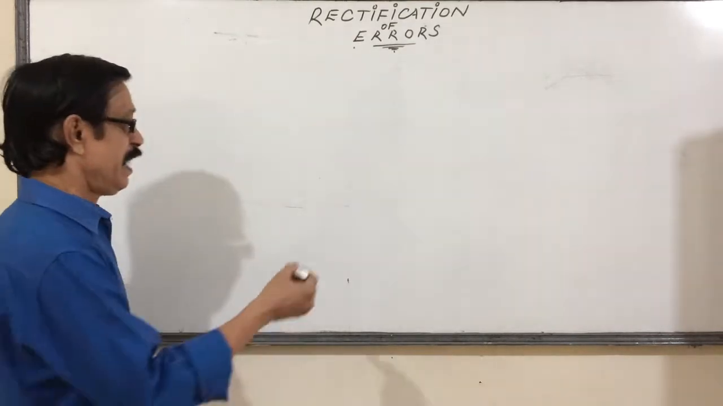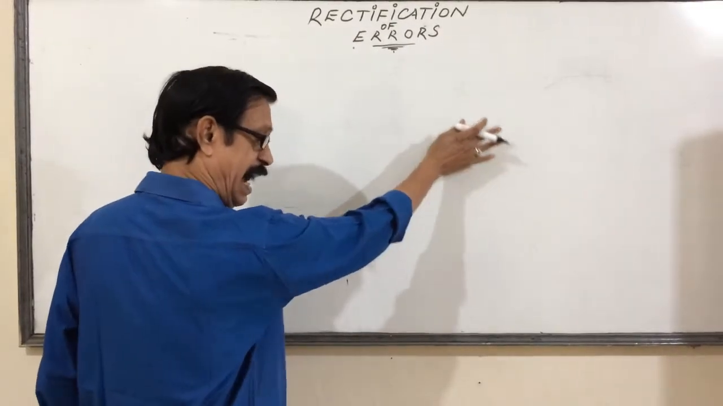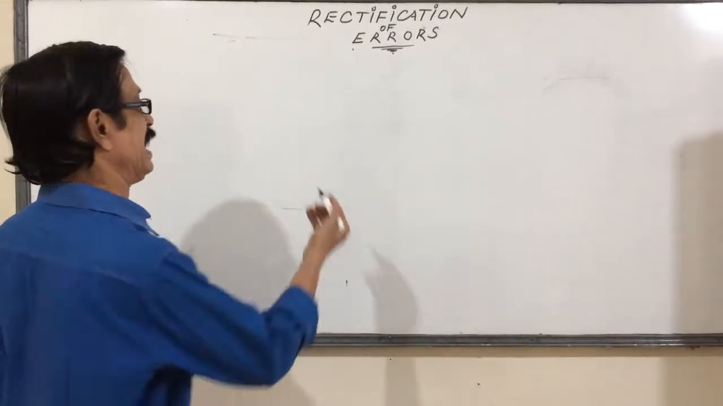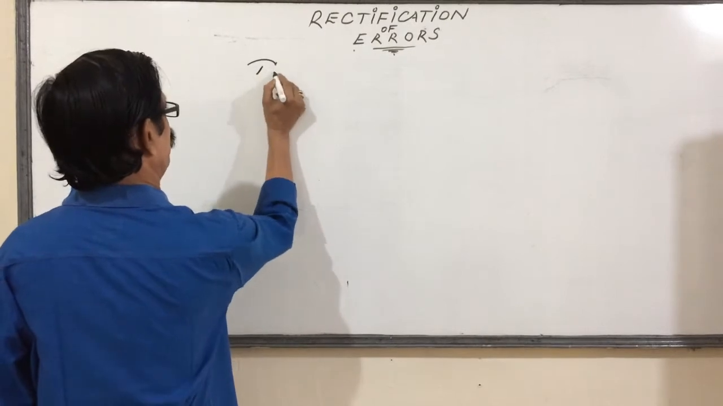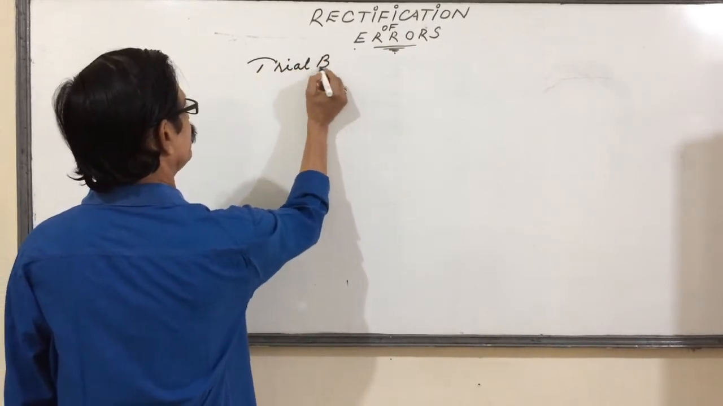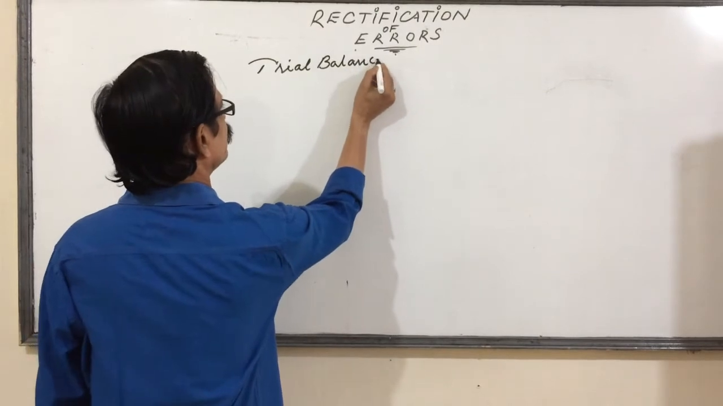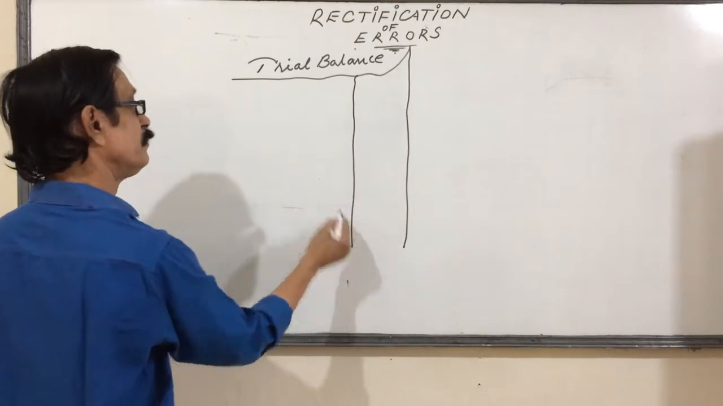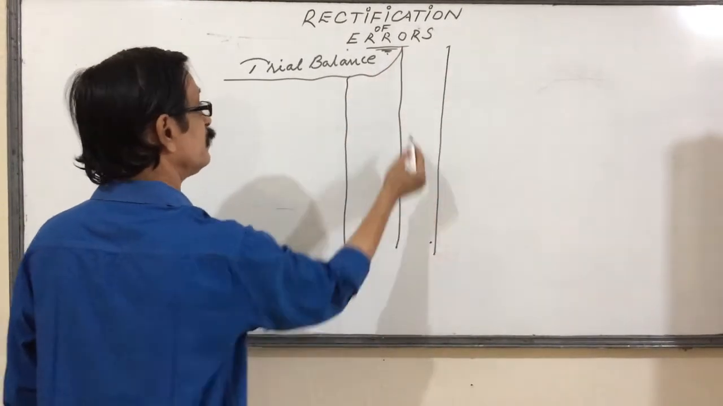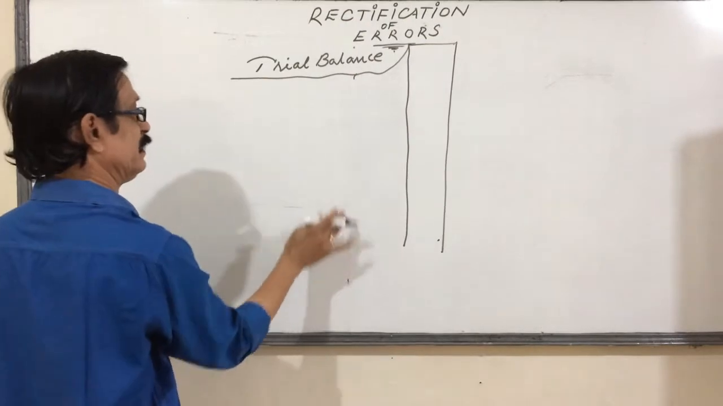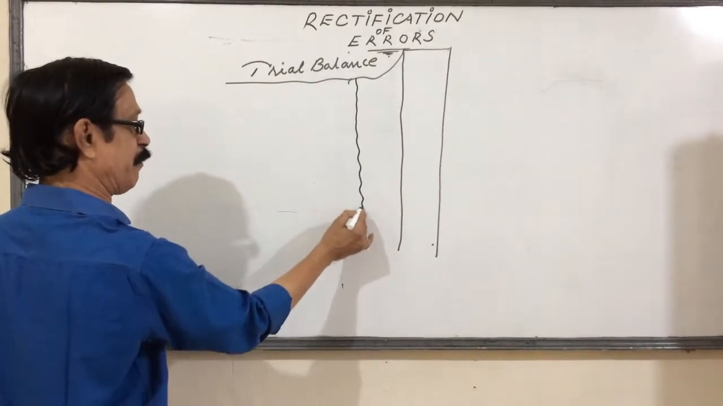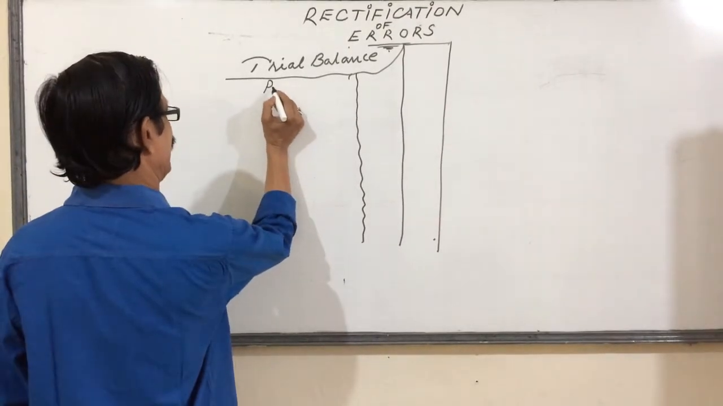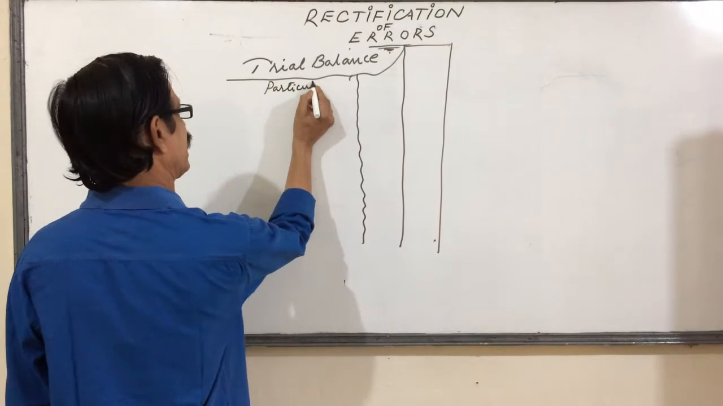So, we have to know the errors. How to know? After journalizing and then ledger posting, and when all the accounts are balanced, from these balances a trial balance is prepared. Trial balance is a statement of balances of all ledger accounts.